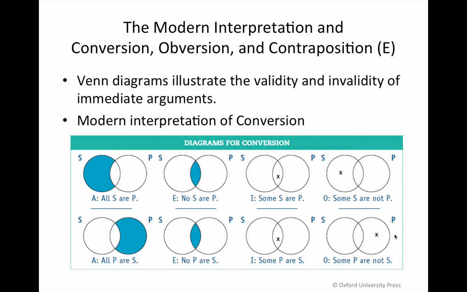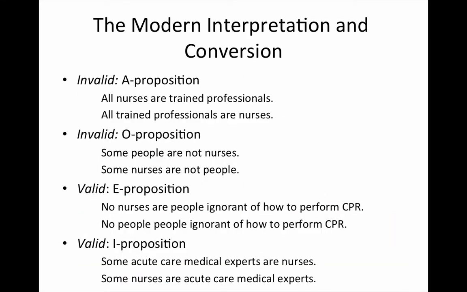Lastly, take a look at how the particular negative inference is not equivalent. It's not a valid inference, because saying that some S are not P does not tell us that some P are not S. Let's go back to an example. To say that some nurses are not certified phlebotomists does not allow us to infer that some certified phlebotomists are not nurses. Here are some examples.